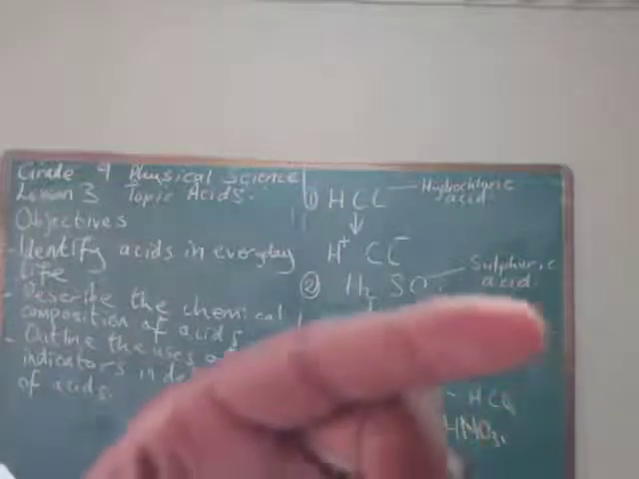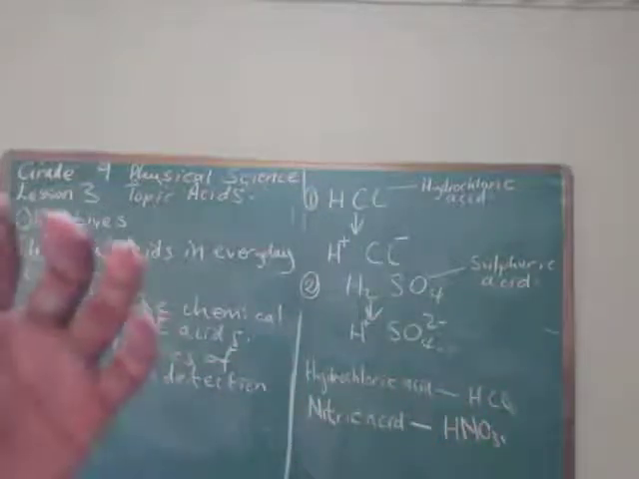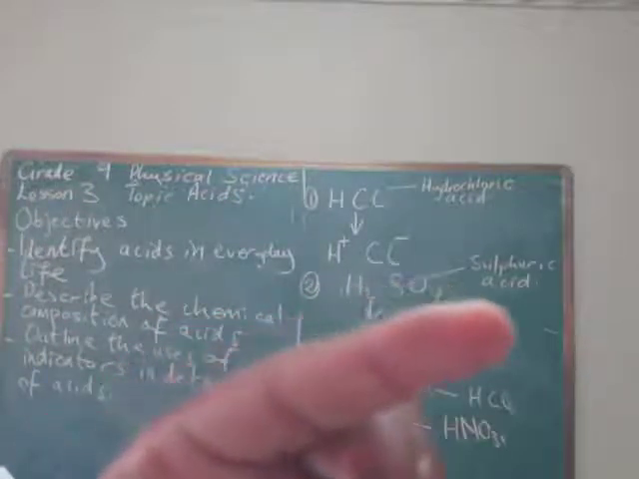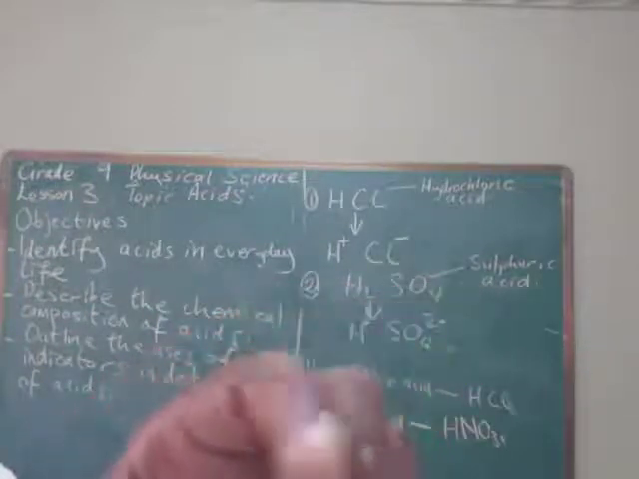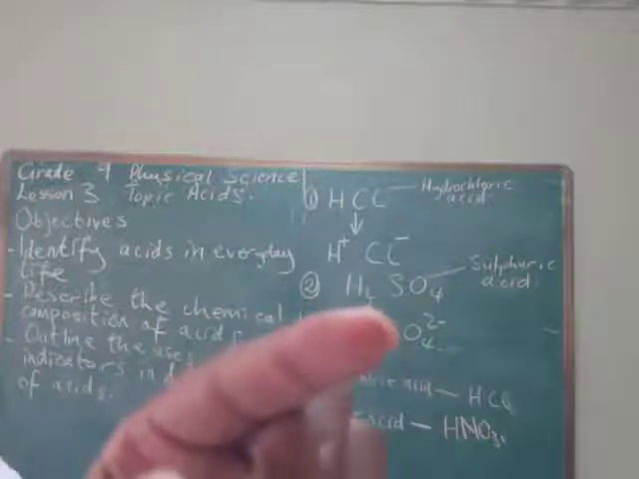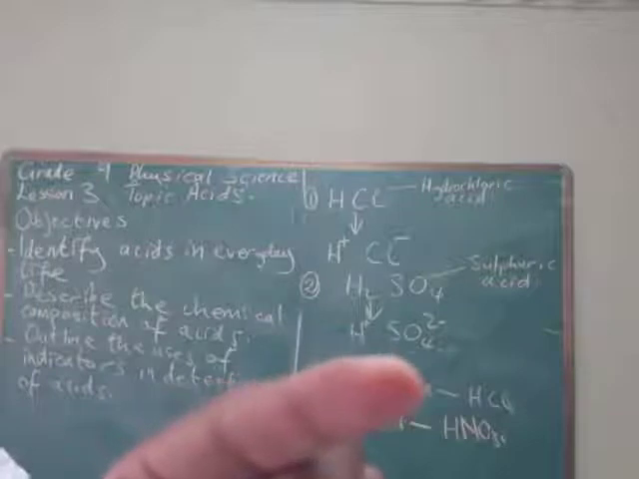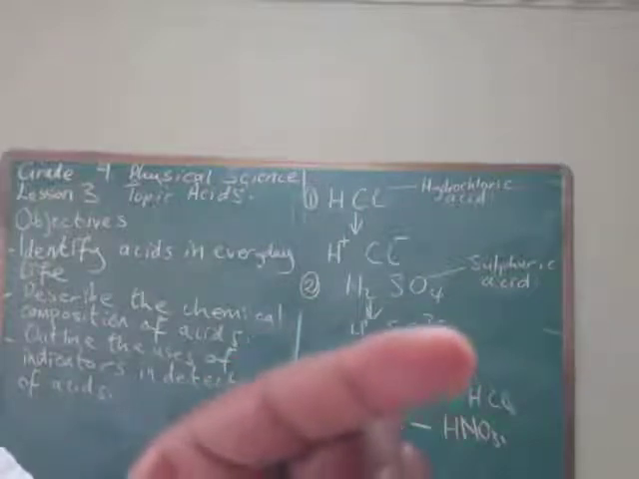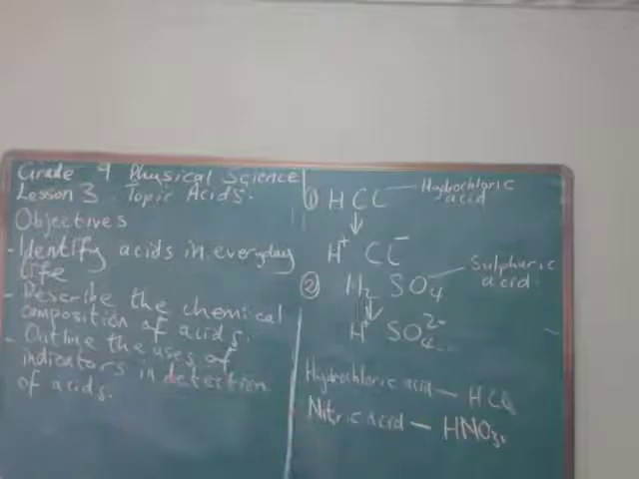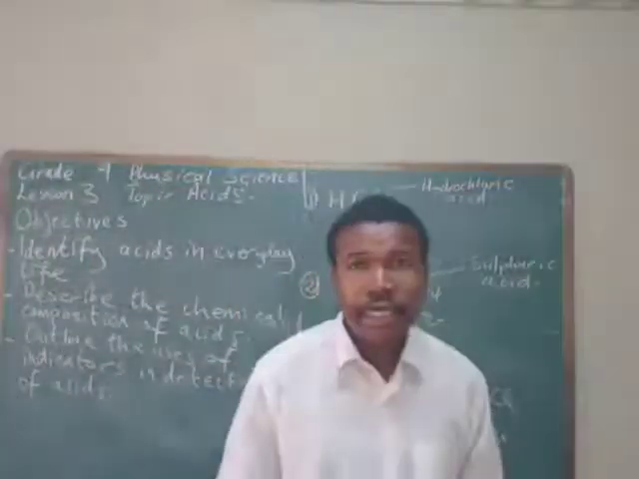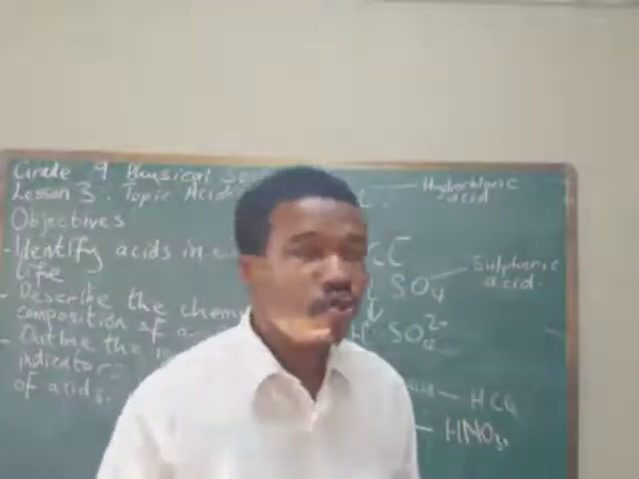So we also have sulfuric acid there, and at first the formula is H2SO4. Observe how it breaks down to give us H plus, the cation, and it gives us the anion SO4 2 minus, right? The sulfate anion is SO4 2 minus. So where does it get this 2 minus from?